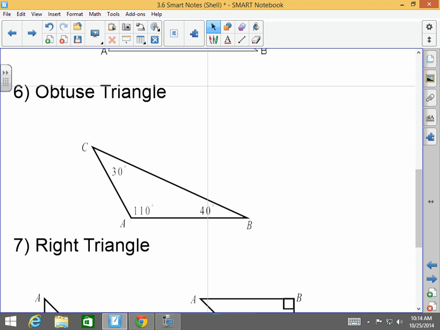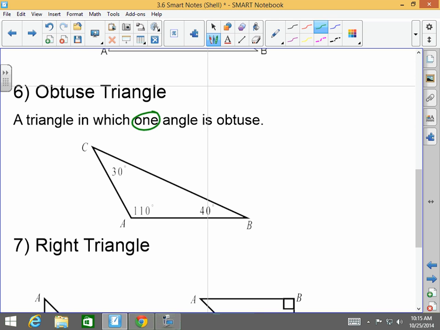An obtuse triangle. Be careful with this one. A lot of times people will say, oh, it's got to be the same as an acute, but opposite. All the angles have to be greater than 90. That's impossible. Because remember that a triangle only contains within it 180 degrees. So you can't have more than one angle that is obtuse. Hence the definition of an obtuse triangle. It is a triangle in which one angle is obtuse and only one angle.